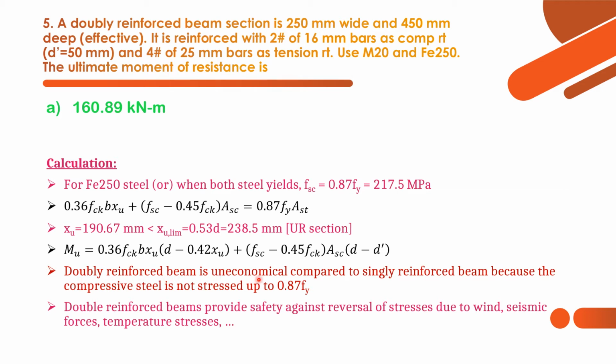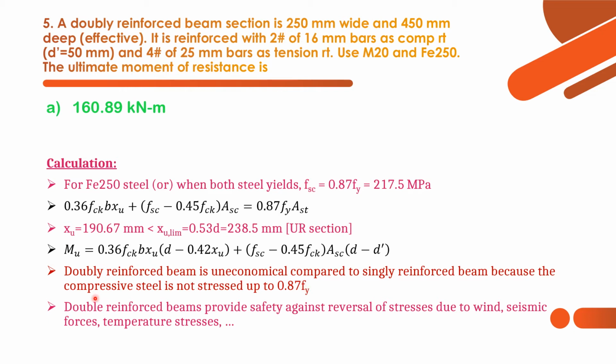A doubly reinforced beam is uneconomical when compared to a singly reinforced beam because the compressive steel is not stressed up to 0.87 Fy. This we have already seen in the second question indirectly, because whenever we are using steel grades other than 250, the steel is not yielding, which means the compressive steel is not used to the fullest. So there will be a wastage of steel material in the compressive section. So that is why a doubly reinforced beam is uneconomical.